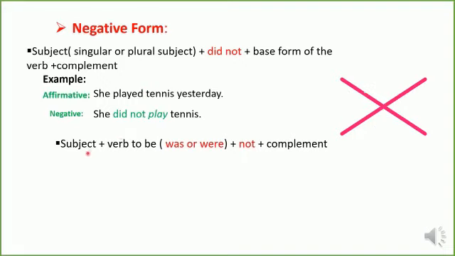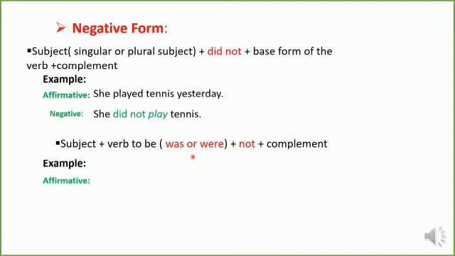What about if we have the verb to be in the sentence? This is an action verb. So when we have an action verb, use did plus not in the negative form. When we have the verb to be, was or were, just add not after the verb to be. For example, they were happy 2 months ago. They were, in the past. This is the verb to be in the past.